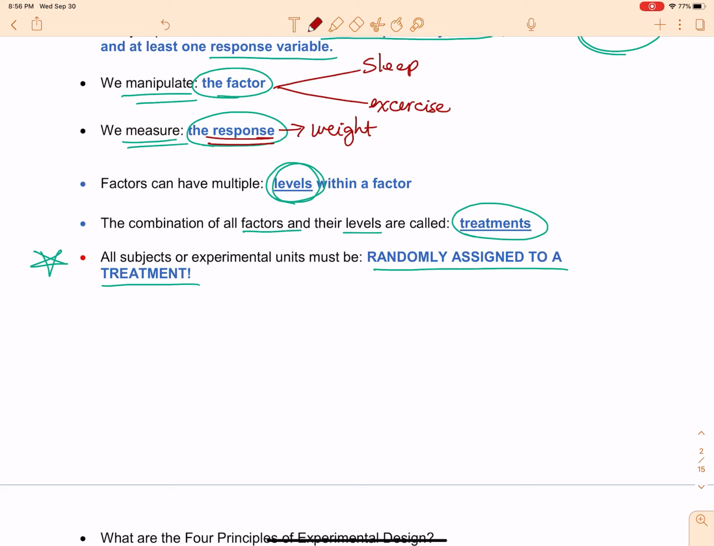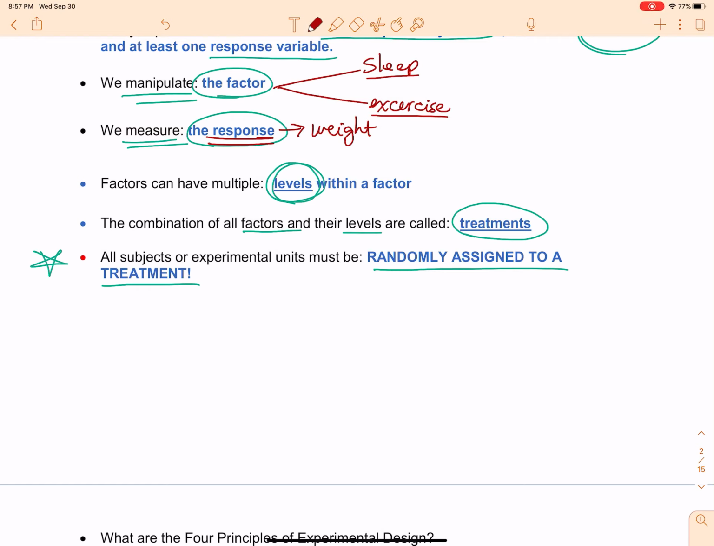Do you have to have two factors? No, you don't. You can have one factor. If I just wanted to see how sleep affects your weight loss, I could say, okay, you're getting 6 hours of sleep, you're getting 8 hours of sleep, you're getting 10 hours of sleep. Or you could just have two levels, 6 hours and 8 hours. The possibilities are endless. But for this particular situation, since I have assigned sleep and exercise as factors, I'm now going to have levels within those.